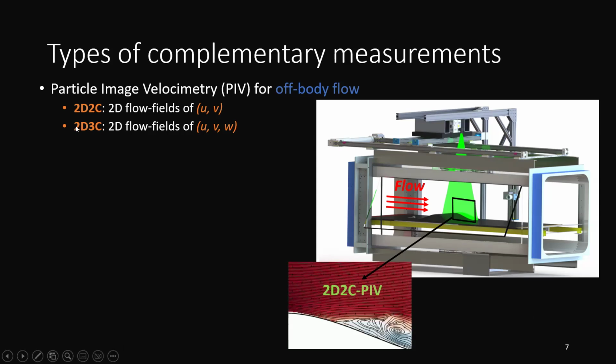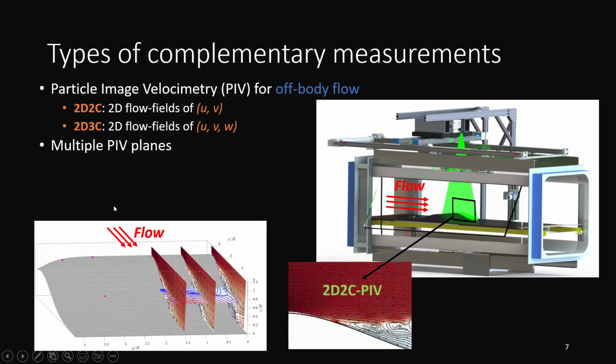There are techniques where you can get the third component, so you have two-dimensional slices, but you can extract the X, Y, and also the out-of-plane component of velocity as well. So this is one type of data set, and you could repeat this at multiple planes like I showed you before.